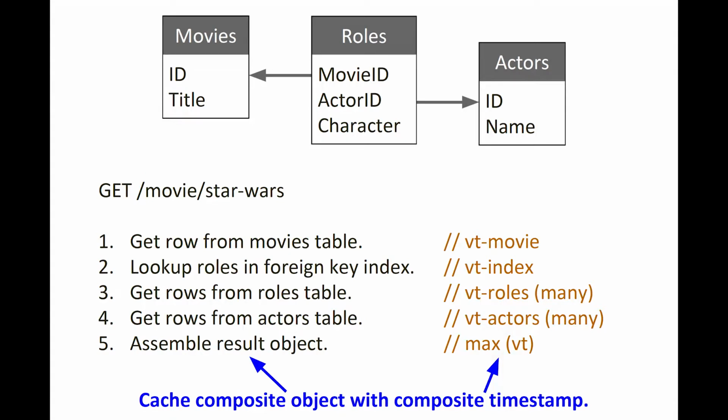So when we want to build a complete object for a movie, we need to get the title from the movies table, all the characters from the roles table, and then all the actors' names that played those characters from the actors table. We can finally assemble all of that into the result that we really want. It is that composite object that we would cache, not the individual rows. When we build a composite object like this, we can also compute a timestamp for it. It is simply the maximum of the timestamps on all the rows that went into building it.